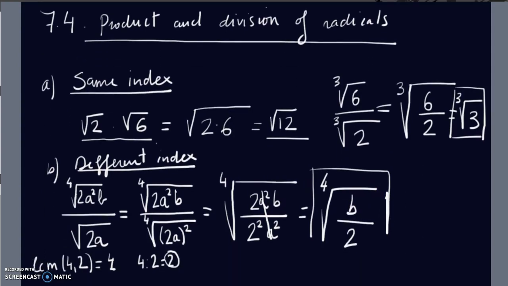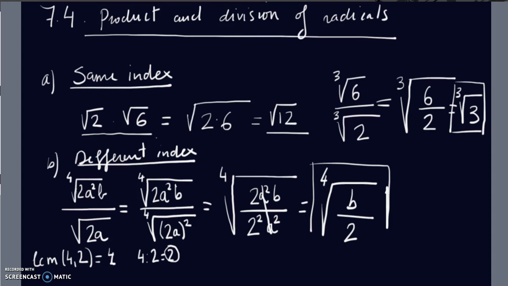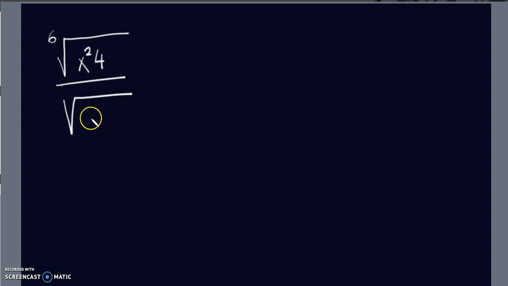Okay, so we're going to see another example. Okay, so for example, let me see, we are going to write now another division. So 6 x to the power of 2 times 4. Okay, over square root of 2x. Okay. Well, let me see.